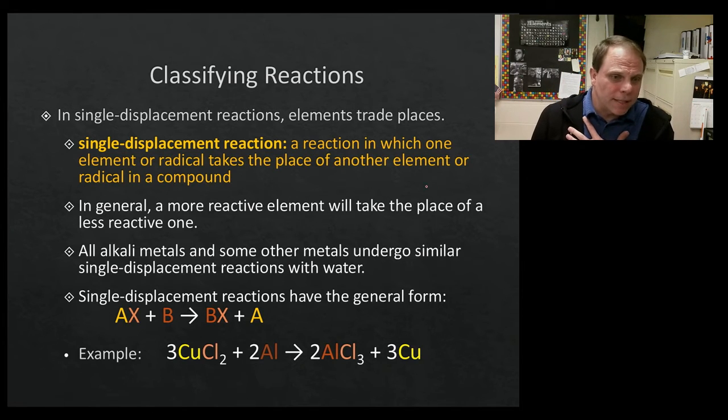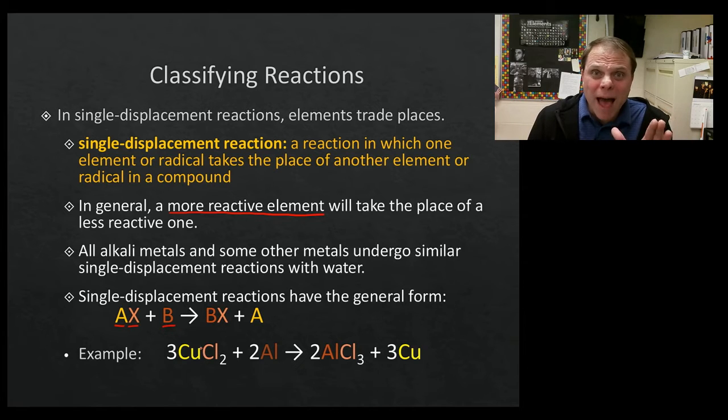And so in this case, it's going to be the more reactive element that is going to take the place of the less reactive one. Okay, so if you see, in this case, we've got A, X together. They come to the party together, to the dance together, and then here comes B. If B is more reactive, then B will replace A. However, if B is not more reactive, then A is just going to stay, or X is going to stay with A.